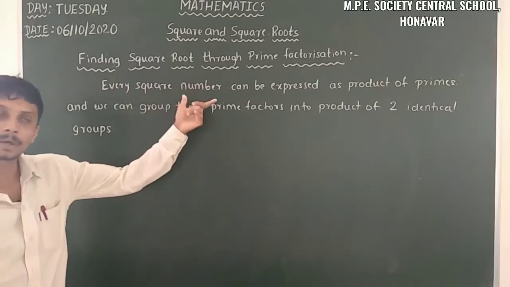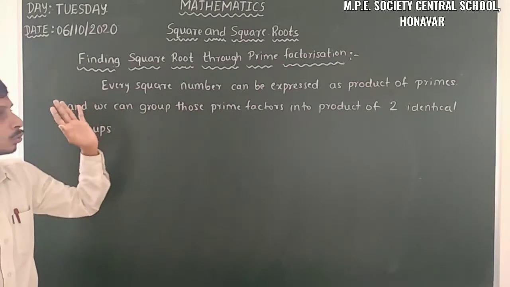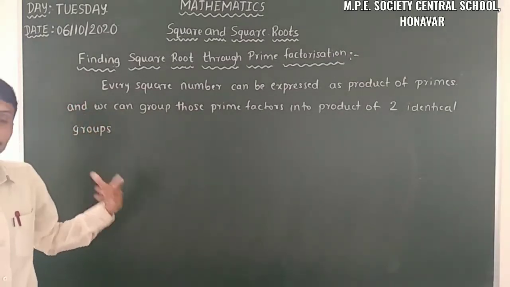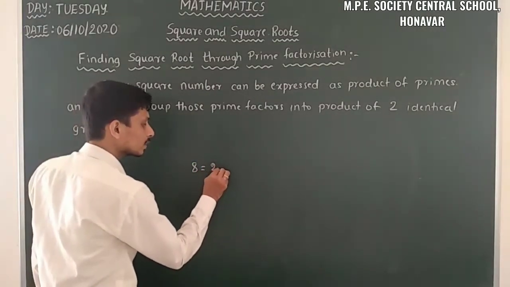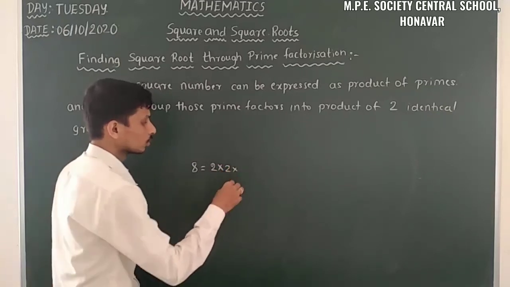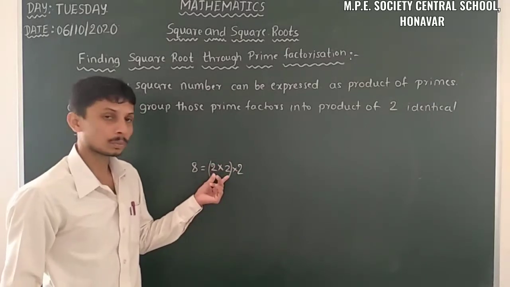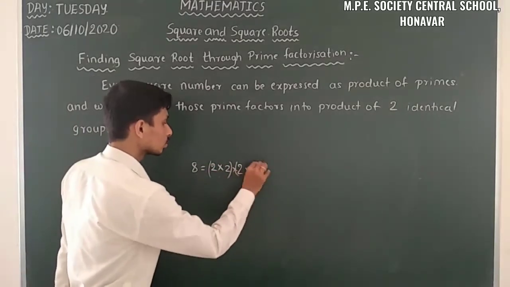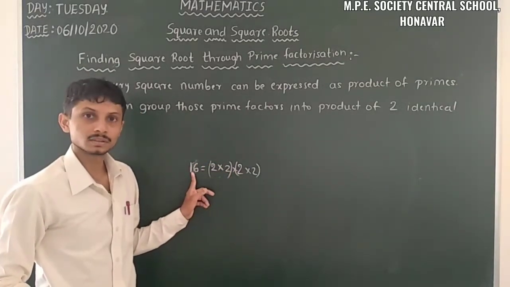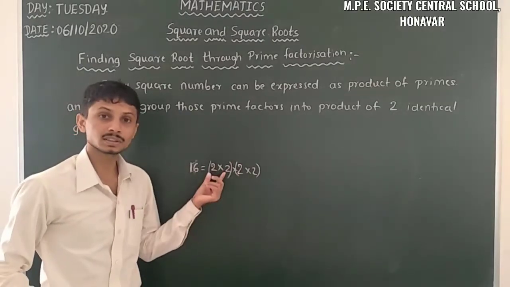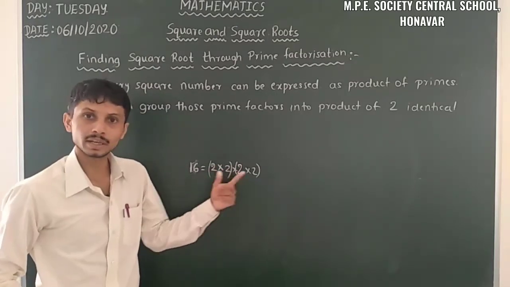A square number means a perfect square, a product of primes, and we can group those prime factors into a product of two identical groups. For example, take 8, which is 2 into 2 into 2. Here there is only one group. When we multiply with 2, it becomes 16. The prime factorization of 16 is 2 into 2 into 2 into 2.